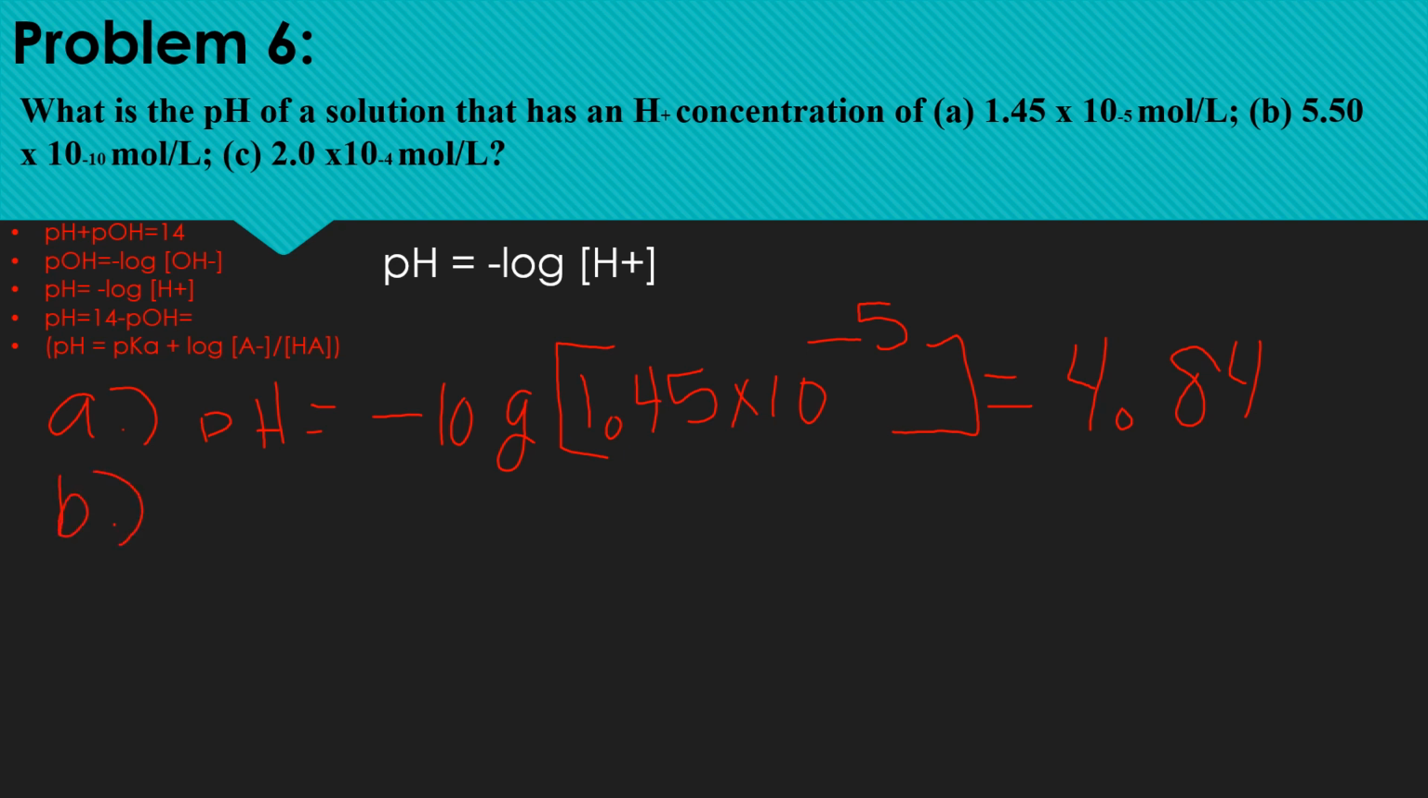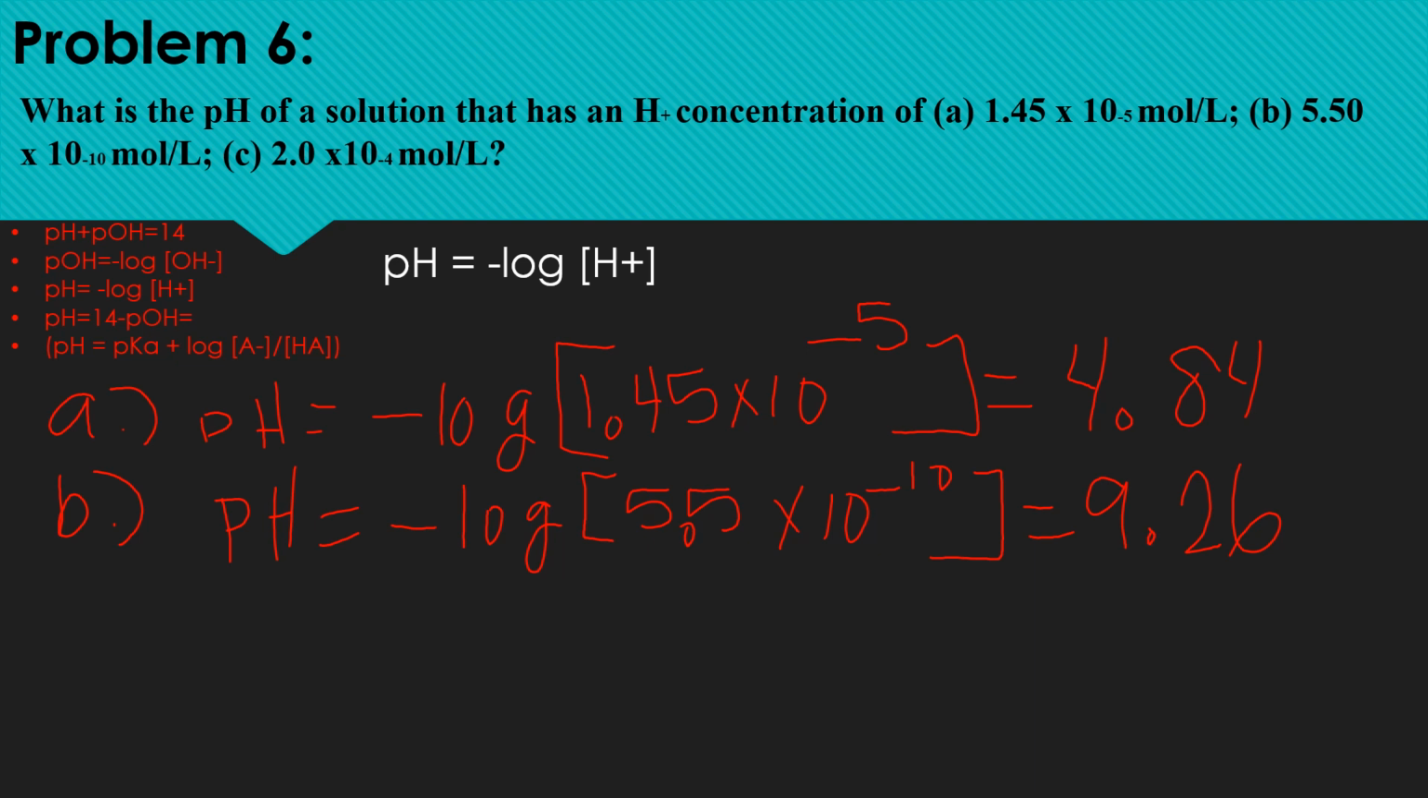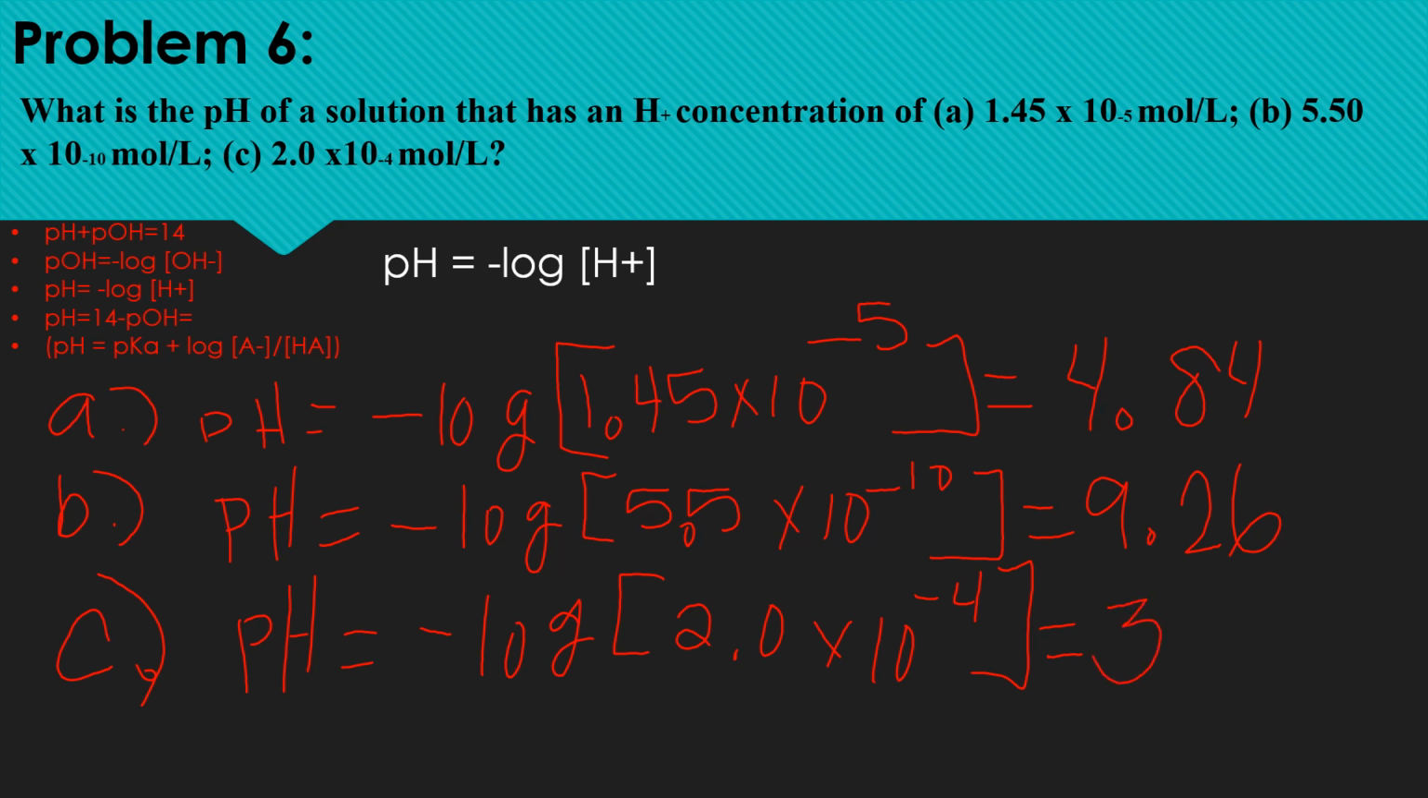So B, pH is equal to the negative log of 5.5 times 10 to the negative 10 moles per liter. That equals 9.26. If you're getting the same answers as me, that means that your calculator is fine. Okay, pH is equal to negative log of 2.0 times 10 to the negative 4, and that equals 3.70. Alright, it's that easy.